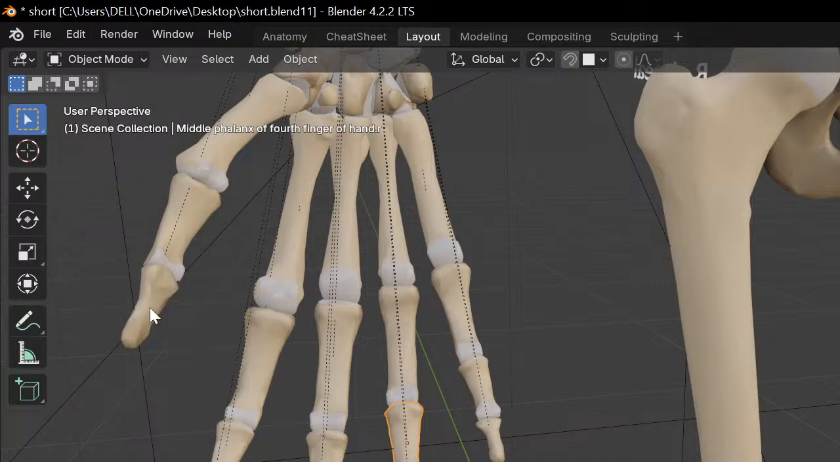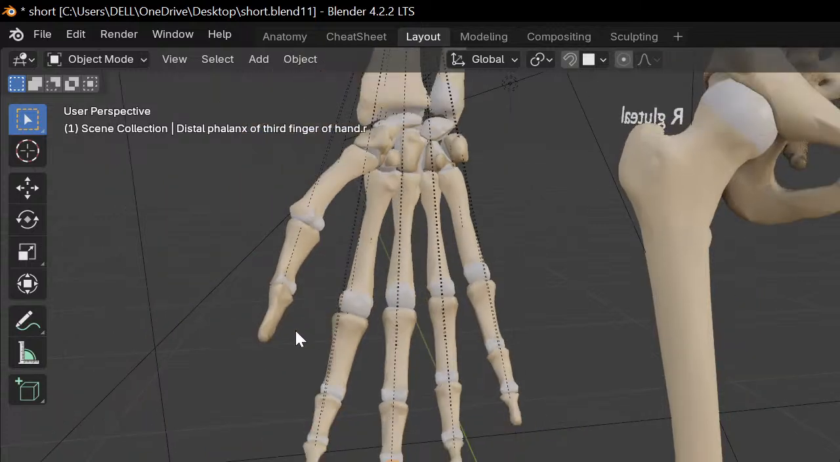So then we have the distal phalanx. So the distal phalanx of the thumb, the distal phalanx of the second, third, fourth, and the fifth finger. So basically, those are the bony frameworks of the upper limb.